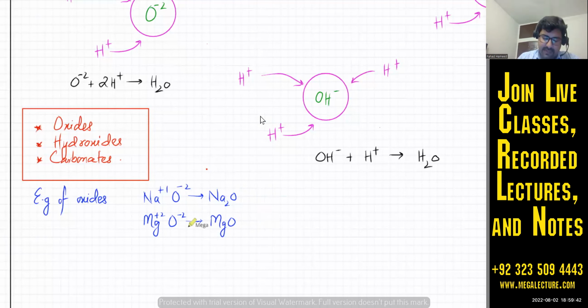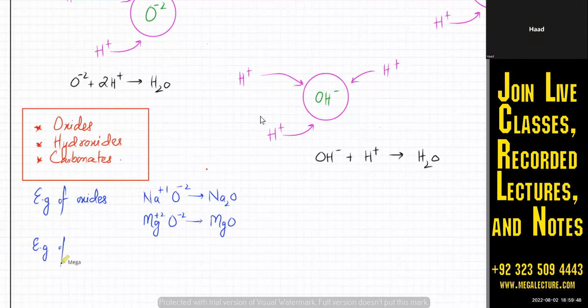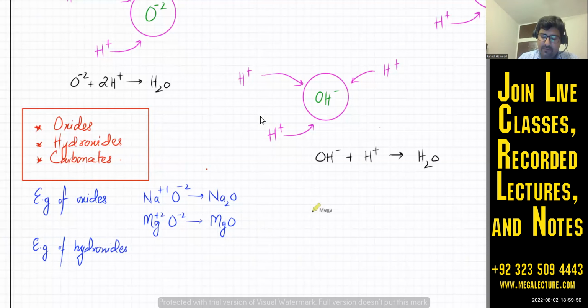Some examples of hydroxides. Sir, when you did Mg2O2, is it okay to write Mg2O2? No, that will be wrong. I told you that when you do crisscross, right? Like Mg is +2 and O is -2, right? So you're going to bring this 2 over here, this 2 over here, right? That's the formula, right?